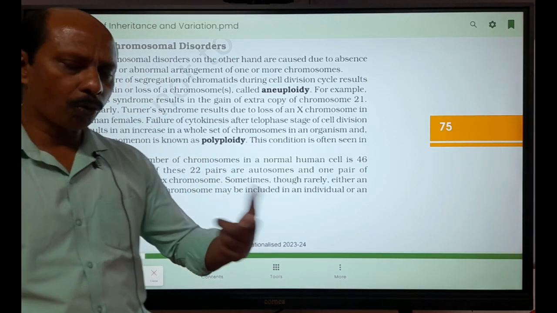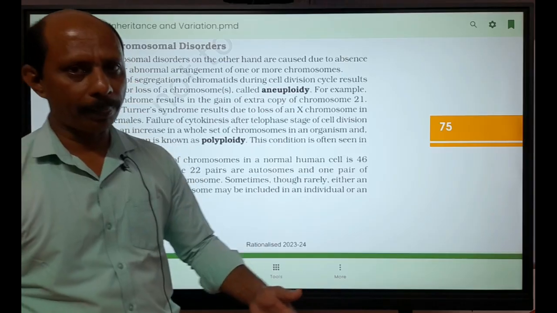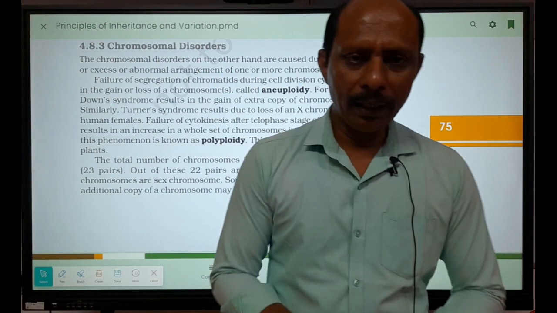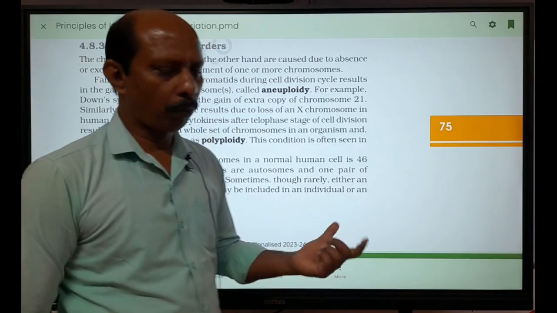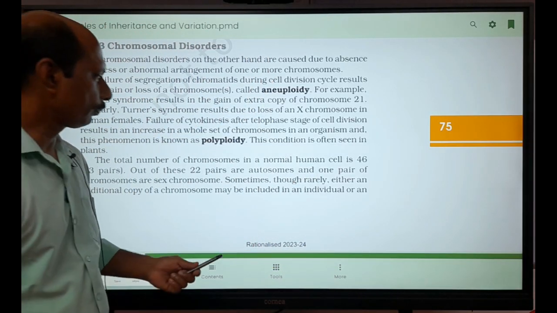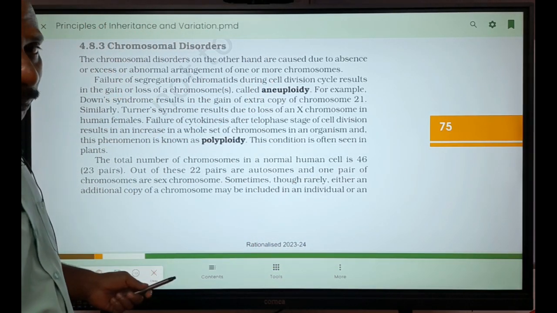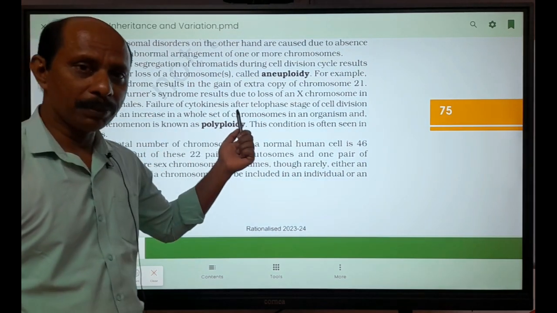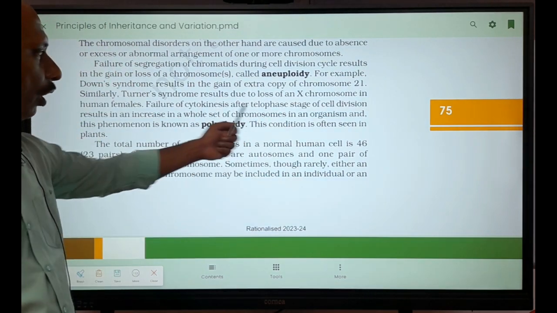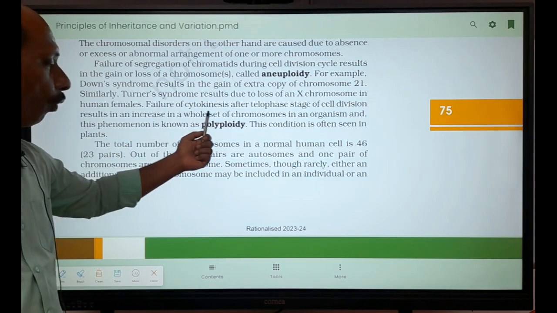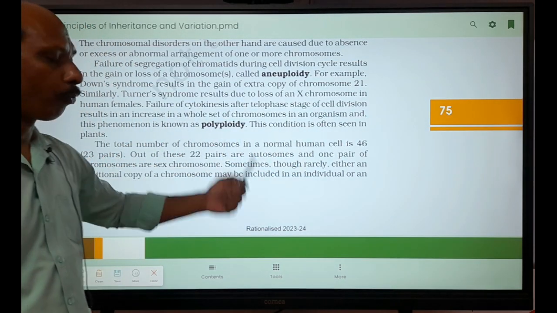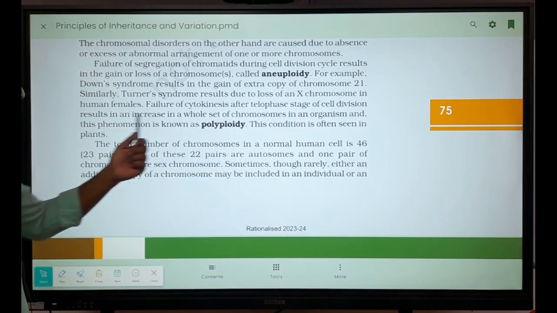And if the number of chromosomes increases or decreases, that is called aneuploidy, right? Mostly in animals, aneuploidy is there, and in plants polyploidy is there. Mostly, I am not sure every time. Here, failure of cytokinesis after telophase stage of cell division results in an increase of the whole set of chromosomes in an organism, and this phenomenon is known as polyploidy. This condition is often seen in plants.